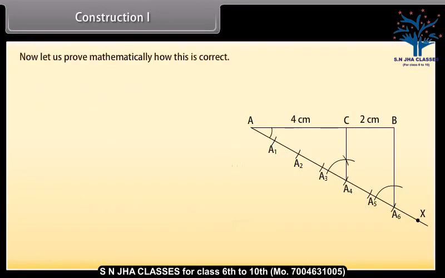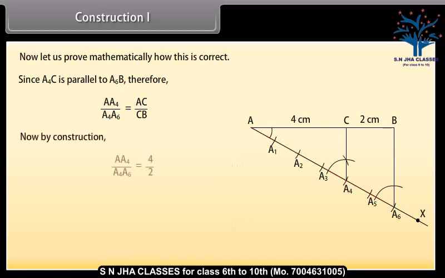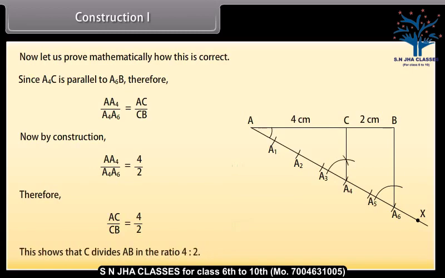Now let us prove mathematically how this is correct. Since A4C is parallel to A6B, therefore by the basic proportionality theorem, AA4/A4A6 is equal to AC/CB. Now by construction, AA4/A4A6 equals 4/2. Therefore, AC/CB is equal to 4/2. This shows that C divides AB in the ratio 4:2.